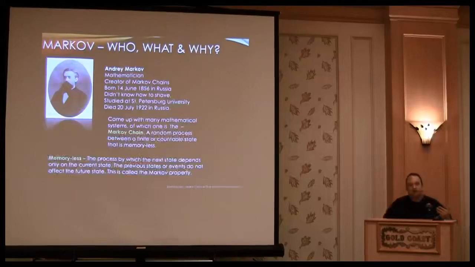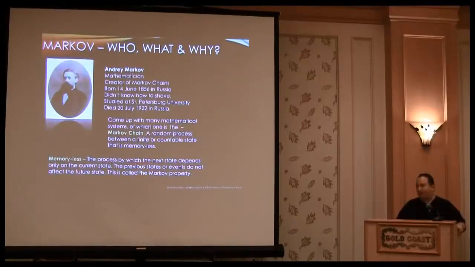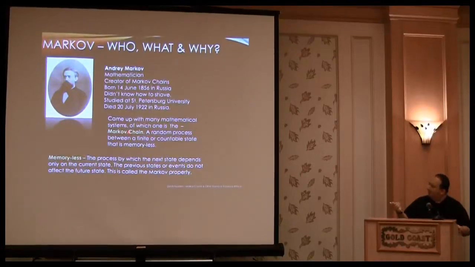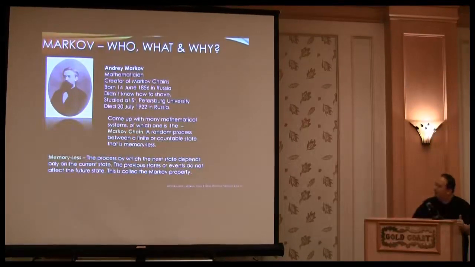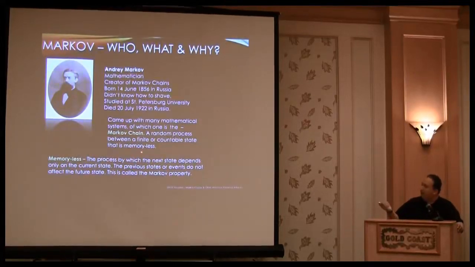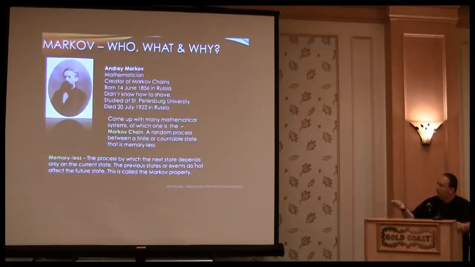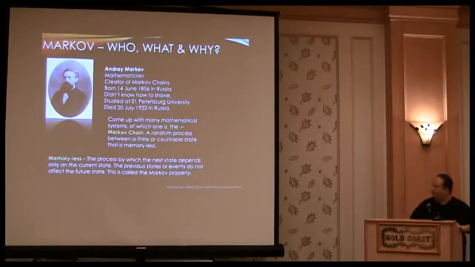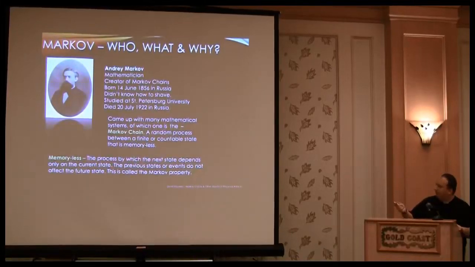Now, Andrei Markov came up with many mathematical algorithms, many approaches. The one that we're interested in is the Markov chain. It's defined as a random process between finite or countable states that is memoryless. If you look at a quick definition of what memoryless means, it's the process by which the next state depends only on the current state. So remember, the next state depends only on the current state. The previous states or events do not affect the future state. This is called the Markov property.